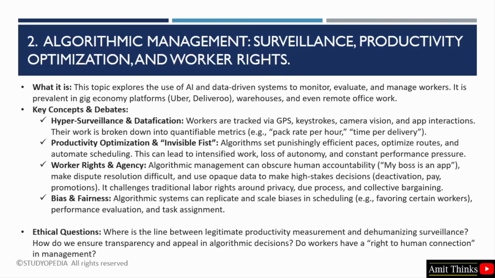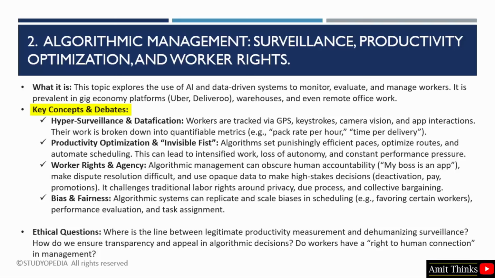Now let us see the second, that is algorithmic management, surveillance, productivity optimization and worker rights. AI and data systems are increasingly used to monitor and manage workers, especially in gig platforms, warehouses and remote work. AI tracks and evaluates workers using data from GPS and keystrokes to app activity, shaping how work is managed. Now let us see the key concepts and debates in this.